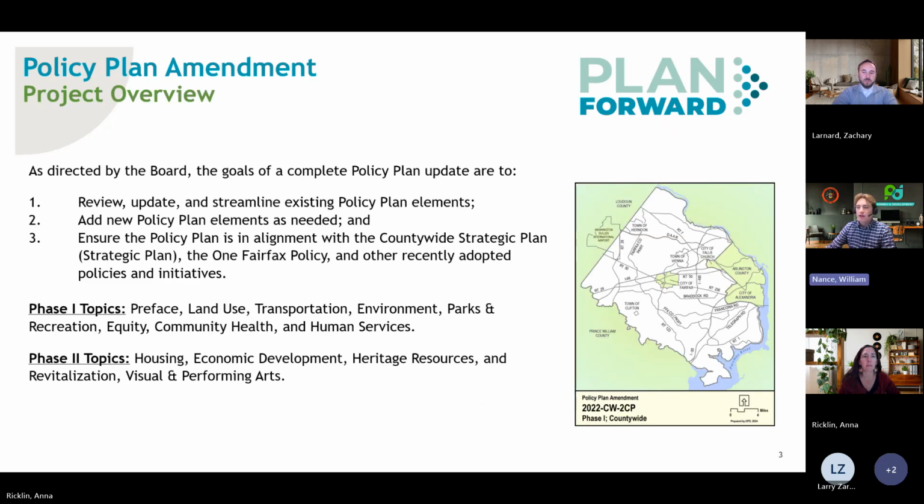In December 2022, the board authorized a complete review and update of the policy plan with three major goals: to review, update, and streamline existing policy plan elements, add new policies as needed to address topics such as community health and equity, and ensure the policy plan is in alignment with the strategic plan and other recently adopted or endorsed board plans. Next slide, please.